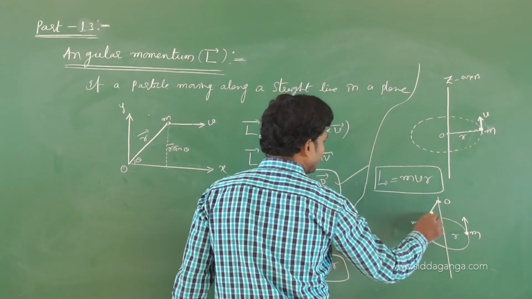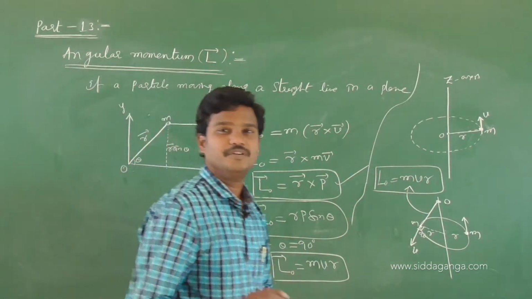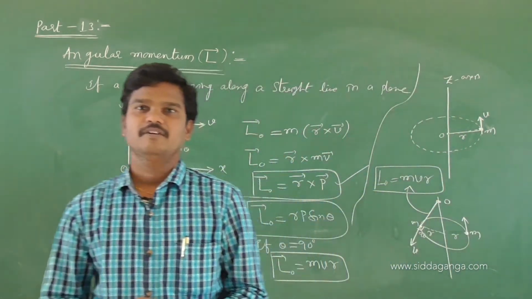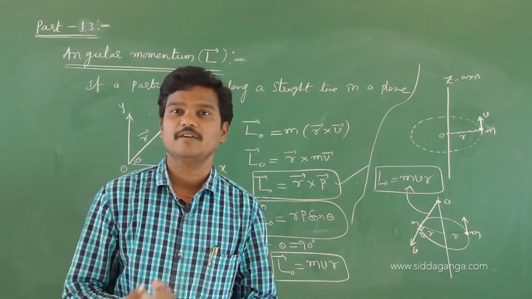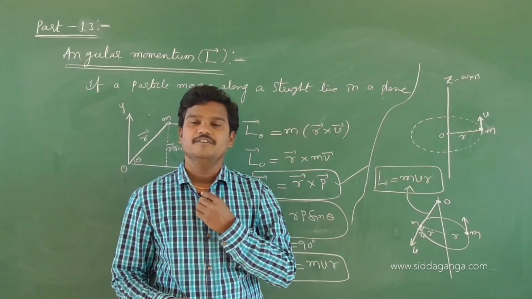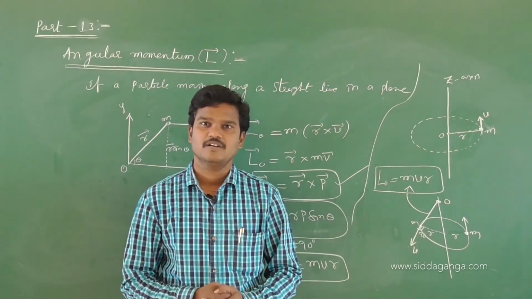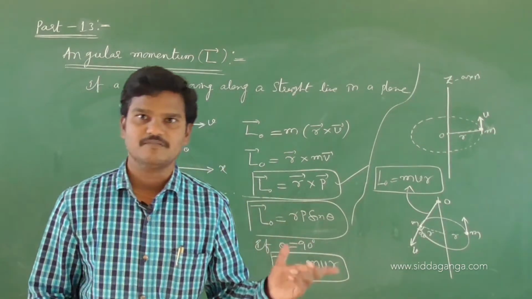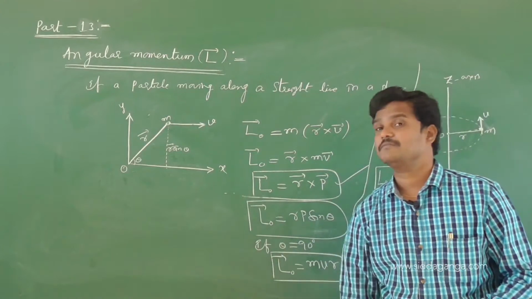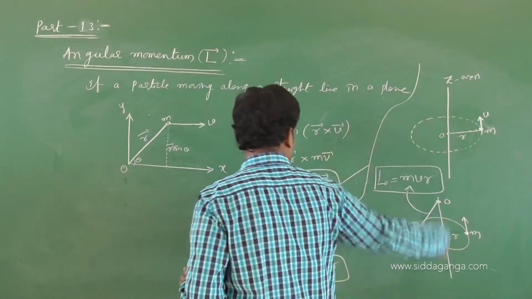So with respect to this point, again the answer is the same. Angular momentum is mvr. We can write v as r omega, because we know the relation between linear velocity and angular velocity: v is equal to r omega. You will get one more equation. So let me show one more equation of angular momentum. This is the basic equation for angular momentum when a particle is moving along a straight line. If possible, try to remember these two.